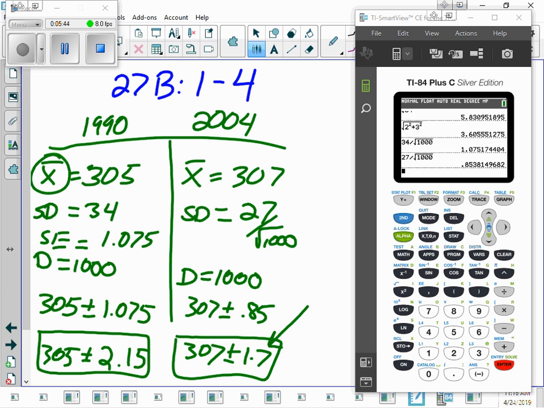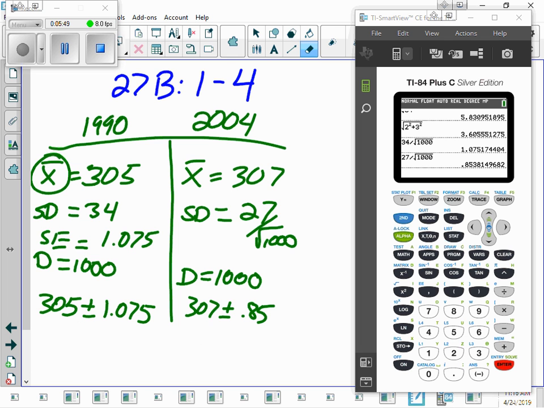So excluding confidence intervals, I'm going to get rid of these. Let's find the difference. Does it matter whether I do 305 minus 307 or 307 minus 305? No. So which way do you want to subtract them? Let's do bigger minus smaller. So I'm going to say 307 minus 305 is equal to 2, plus or minus what?